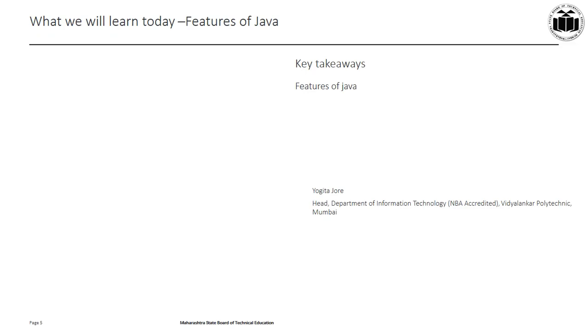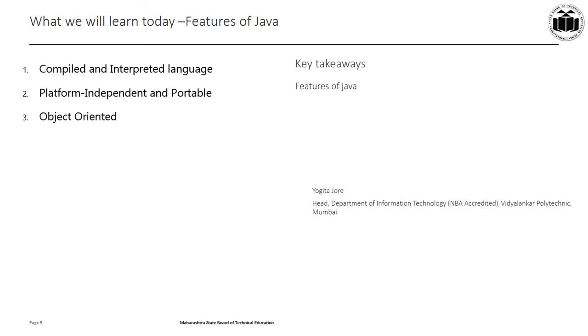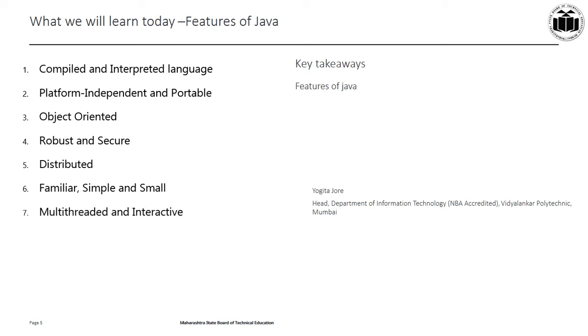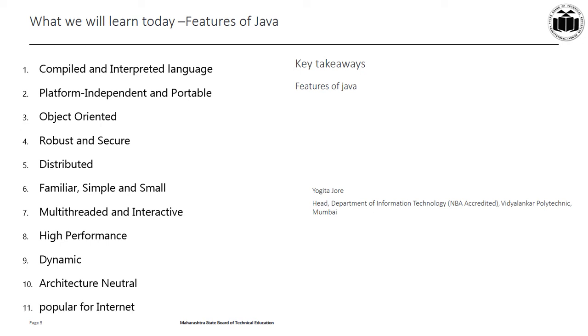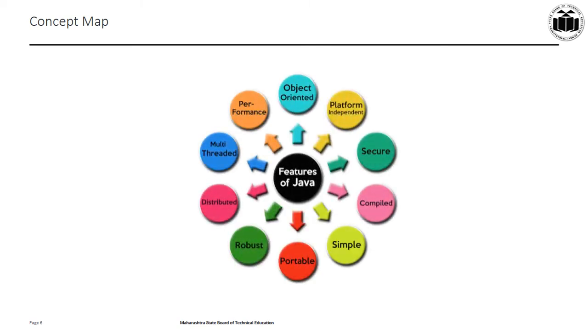Basically, it is a compiled and interpreted language. Second, platform independent and portable. Third, object oriented programming language. Robust and secure. It is a distributed language. Familiar, simple and small. It supports the multi-threaded concept and it is interactive. High performance. Dynamic. Architecture neutral. And it is popular for internet. So this is the concept map which shows the features of Java.